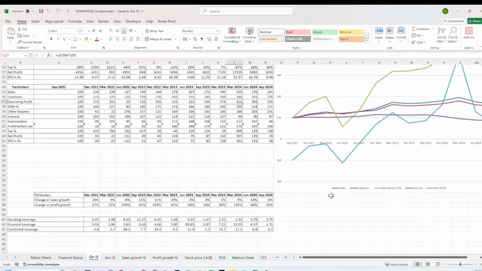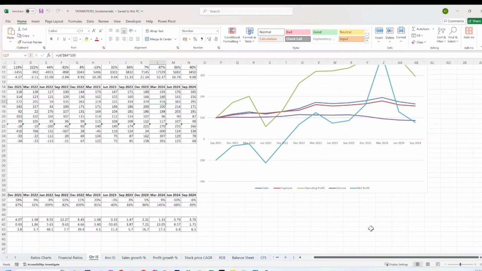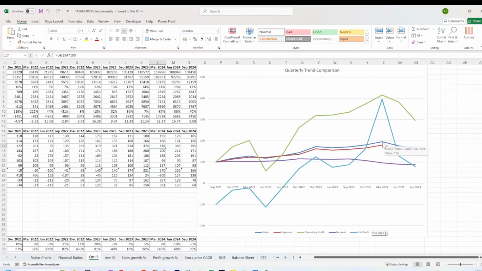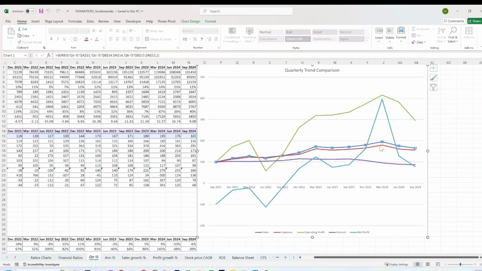Let's discuss the quarterly income statement trends also. So this one is our sales. The sales have been in a declining phase for the last 2 quarters, and that declines our net profit very disproportionately.